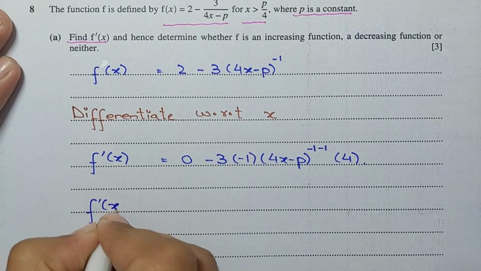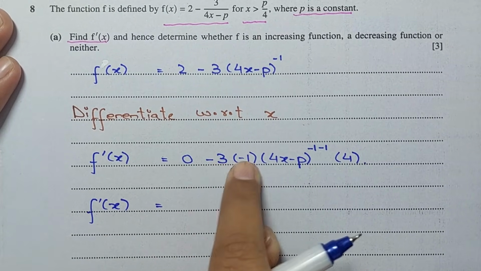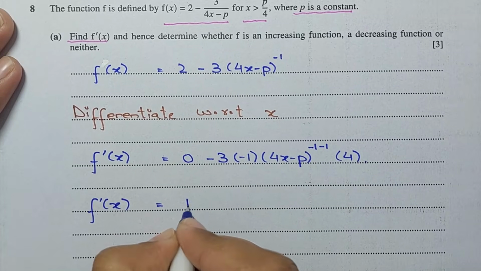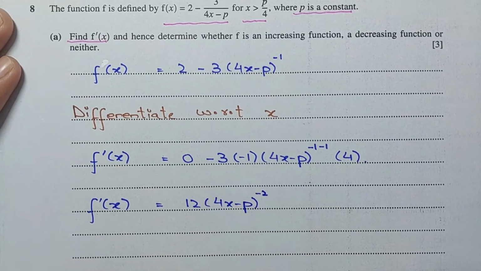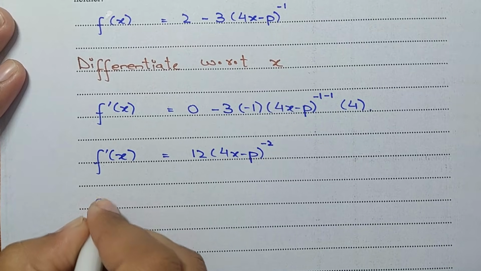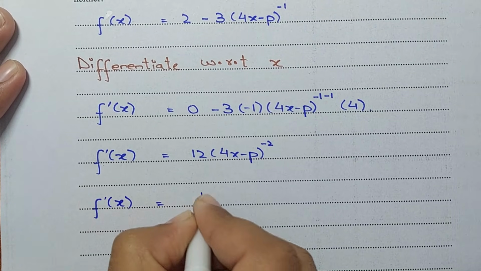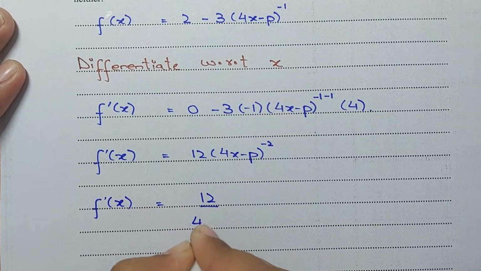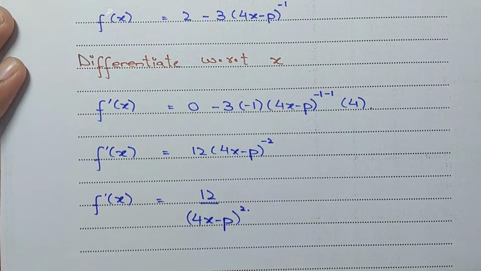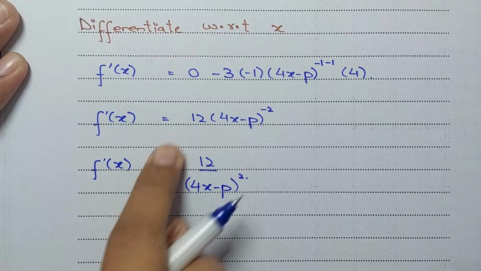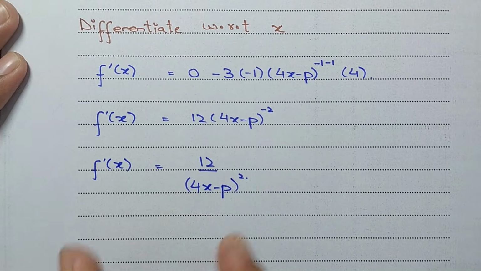Now f prime of x becomes 3 times 4, which is 12, times (4x minus p) to the power negative 2. Or with further simplification, f prime of x should be 12 over (4x minus p), its whole square. Okay, now you can see this function is the first derivative.